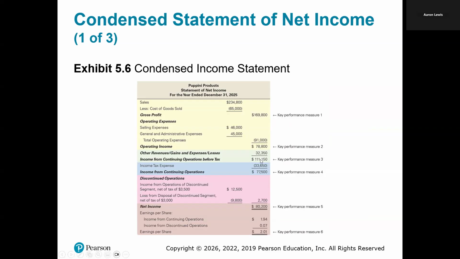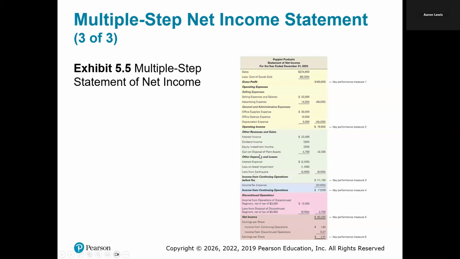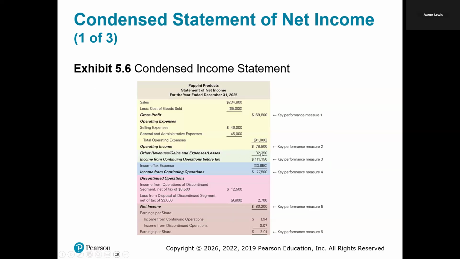And a big one down here, we have $111,150 of continuing operations before tax as a result of the $32,350 increase that our others had from our operating income. And that number right there, 32,350, is actually the offset of the $42,200 in revenues and gains we had and the $9,850 of other expenses and losses that we had. So they're basically reporting this entire huge green section as just that one line.